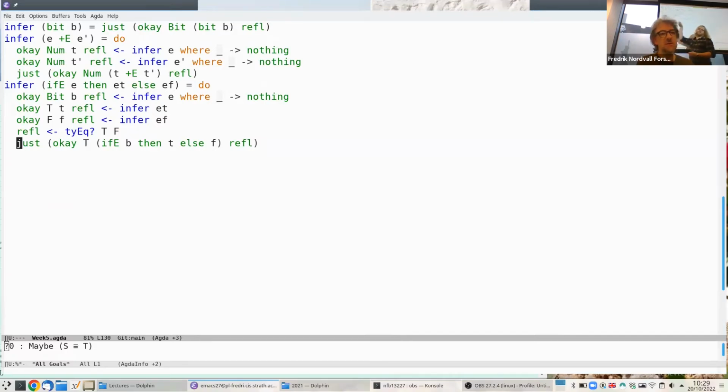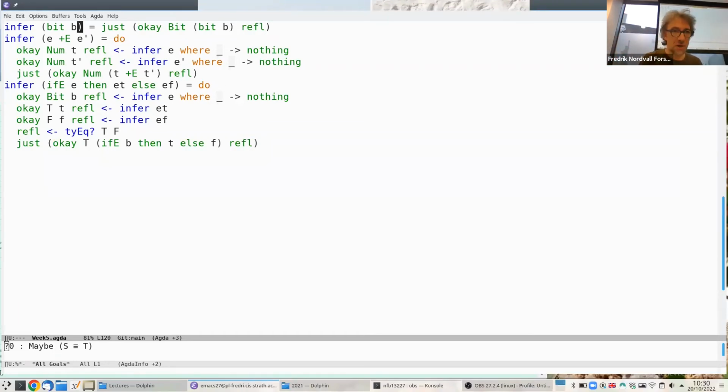If any of these are nothing, then the bind will return nothing. Checking for just is built into the maybe monad and is given to me by the do block. I need to check for any other failure cases when I'm matching on particular types, because then there's the possibility that it's the other type. So this where underscore goes to nothing is dealing with the case where it's well typed but a number. And the earlier ones were dealing with the case where E and E prime were well typed but bits.